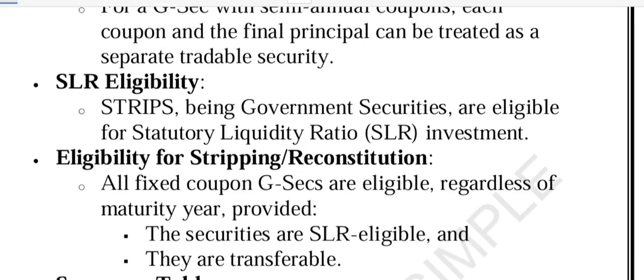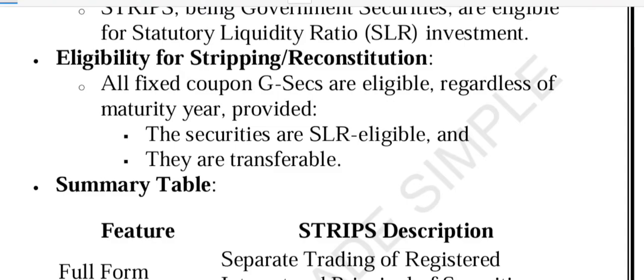And why does a strip matter? A strip matters because of the flexibility they offer. An investor can pick a specific cash flow, for example, only the 3-year coupon.